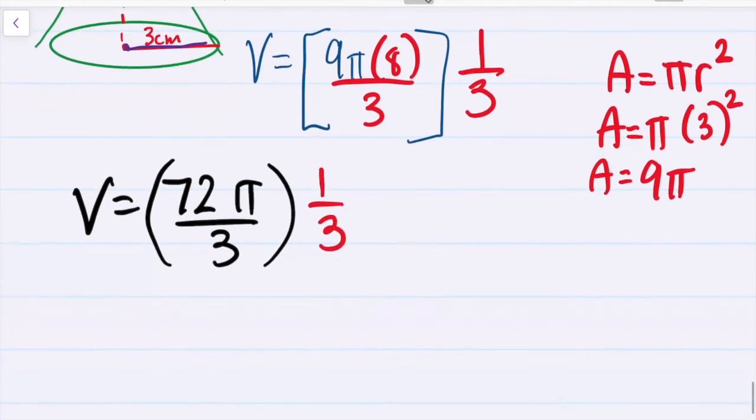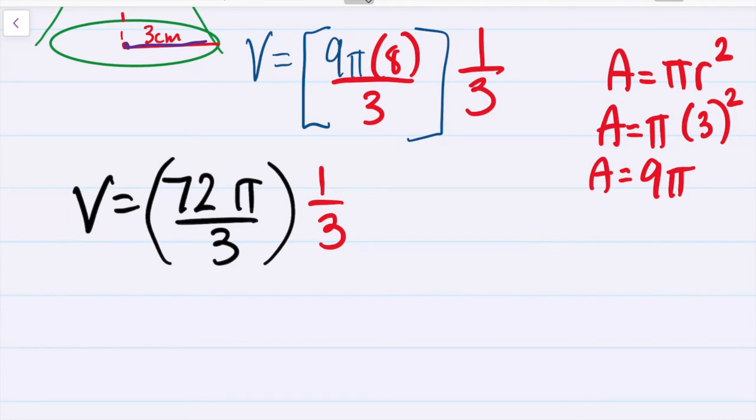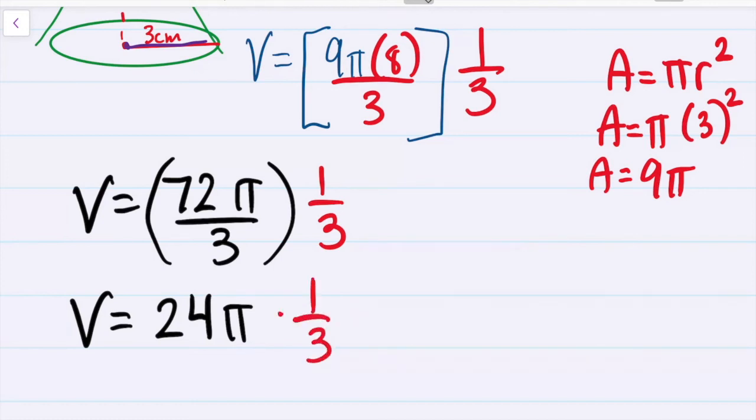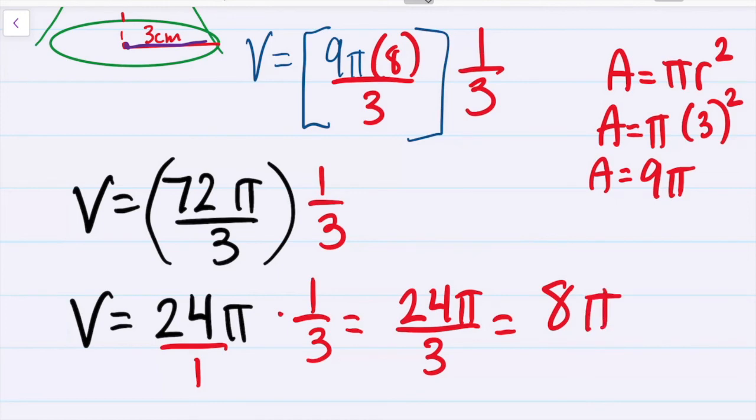Can we reduce 72 divided by 3? Let's grab a calculator and see. 72 divided by 3 is actually 24. So it's 24 pi times the 1/3 on the outside. Isn't that 24 over 1? Let's multiply straight across, guys. 24 pi times 1 is just 24 pi, and 1 times 3 is 3. And what happens if we divide these two? Can we do 24 divided by 3? Yes, so that gives us 8 pi.